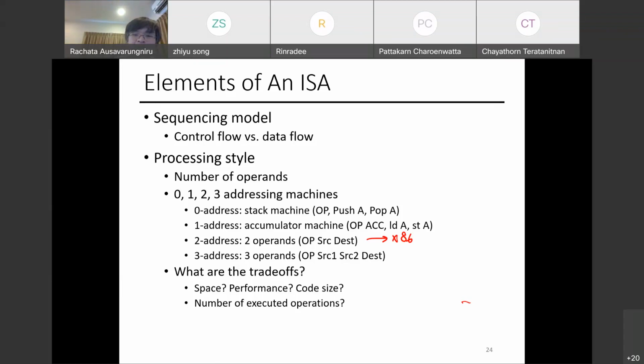Something like a 3-operand instruction would be like add R1 and R2 together and write the result into R3. So that's a 3-address ISA.